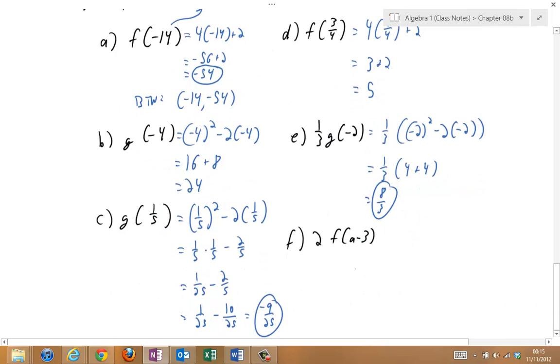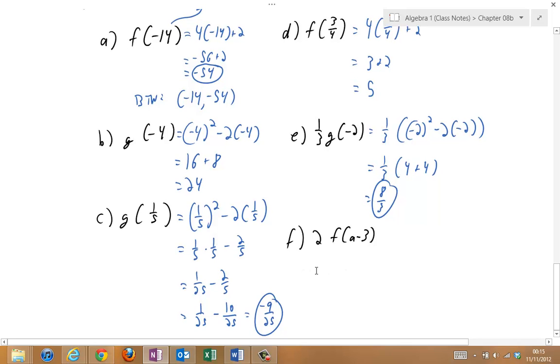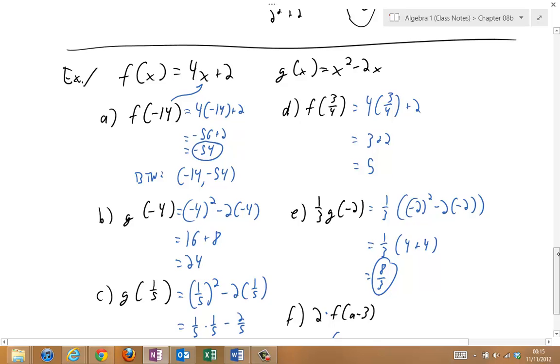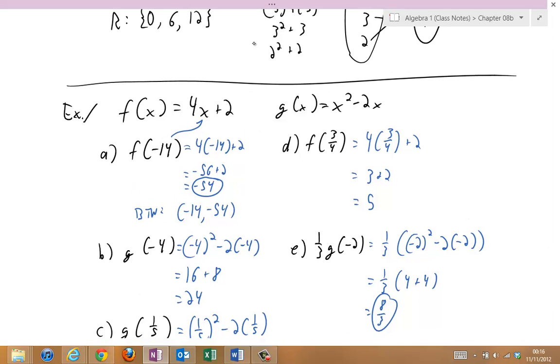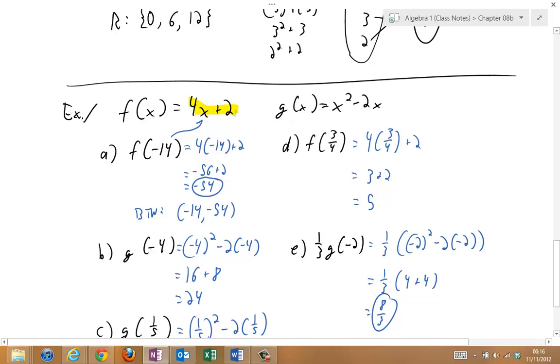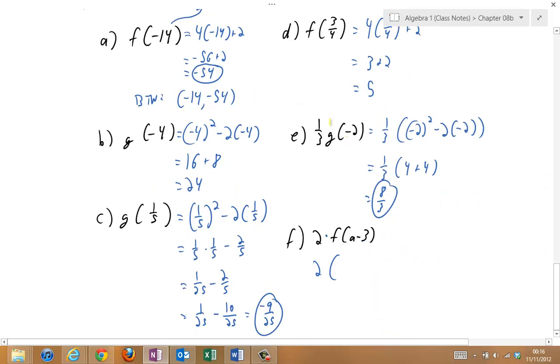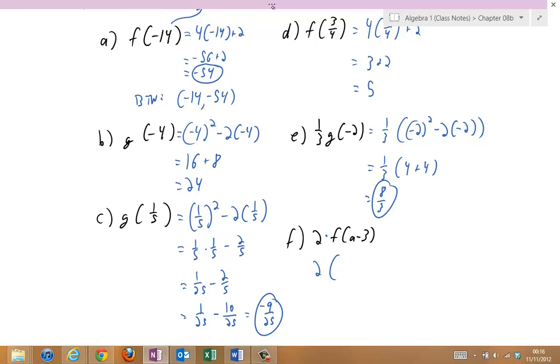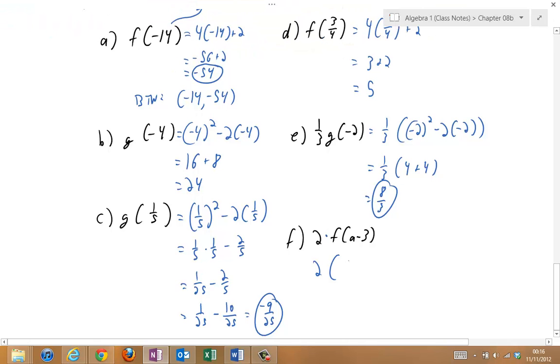Okay, last one. Got an a minus 3. Don't let that throw you. This is still 2 times. But the way I'm going to deal with this is I'm actually just going to do some substitution. The f function says take 4, multiply it by whatever you're plugging in, and add 2. So we're going to do the same thing with the a minus 3. We're going to take the 4, multiply it by a minus 3, then add 2.